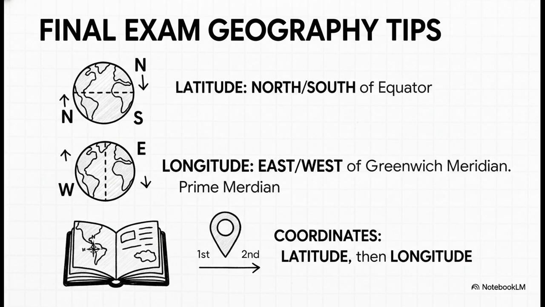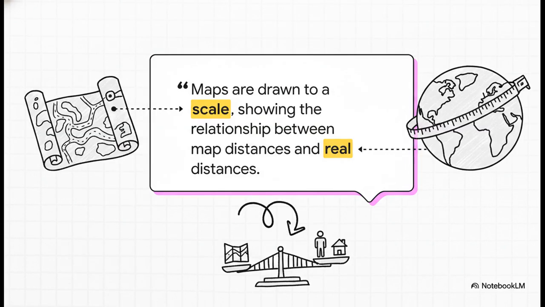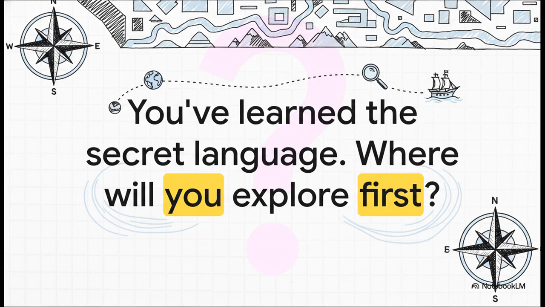Got it? Awesome. If you remember just one thing from our entire mission today, let it be this. It all comes back to scale. The scale is the bridge connecting the paper map to the real world. If you understand the scale, you can understand any map. And with that, your training is complete. You have the tools, you have the knowledge, you have officially learned the secret language that can unlock the entire world. So the only question left is, where are you going to explore first?